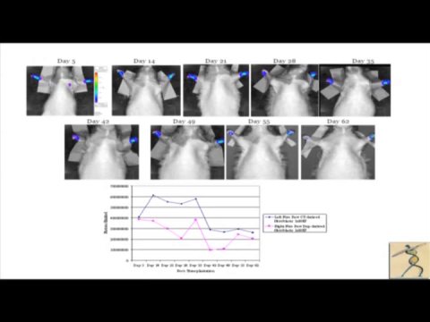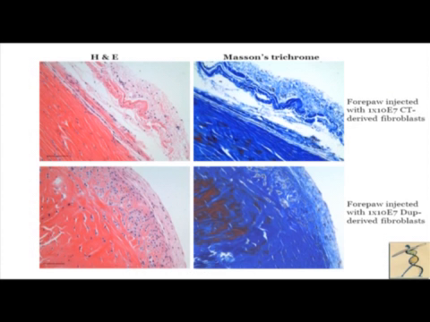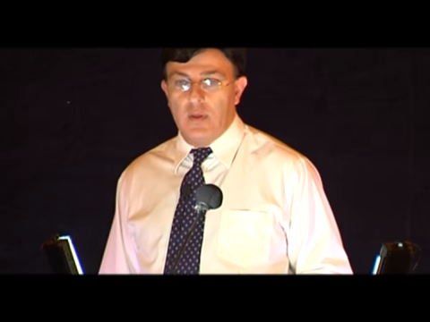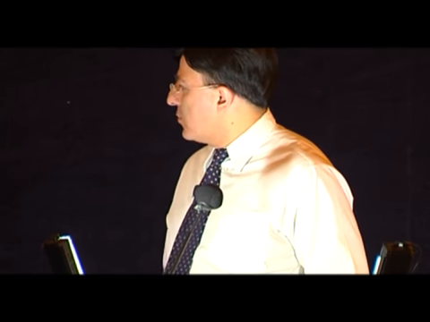The first thing we did was to look at the histology, and what I'm showing you here is that in the top panel you see the results of H&E staining and Masson's trichrome staining from the subcutaneous tissues of carpal tunnel injected forepaws, and here are the results from the Dupuytren's injected forepaws. I think it's quite clear that there is substantially increased cellularity in the Dupuytren's-derived forepaws compared to the carpal tunnel-derived forepaws. So that was one striking finding.